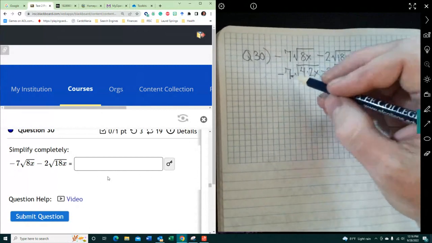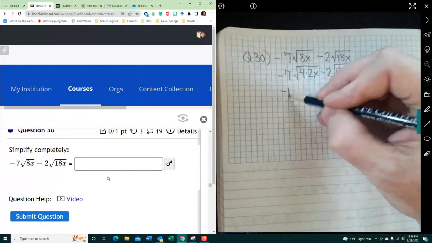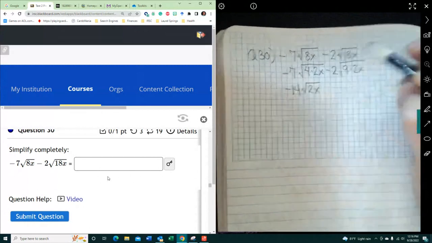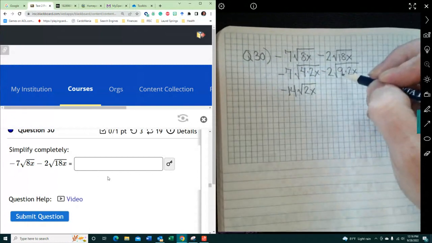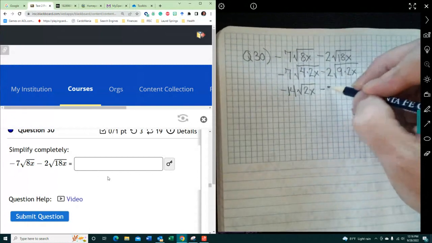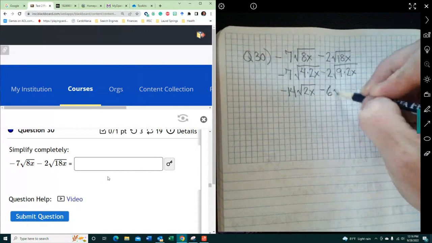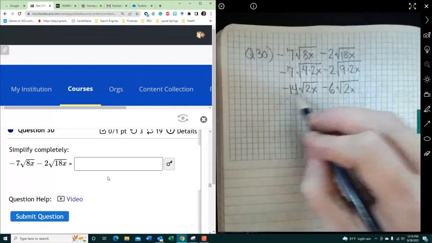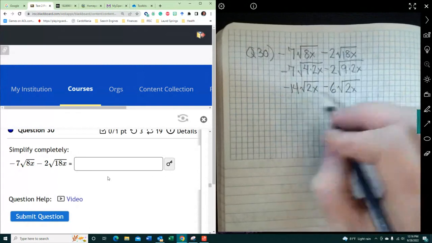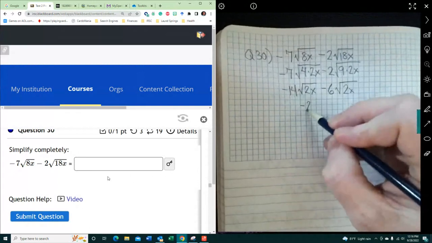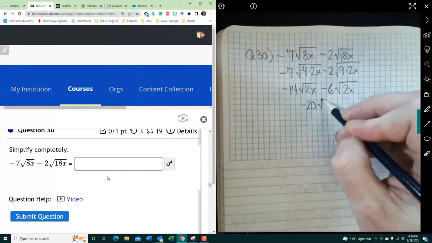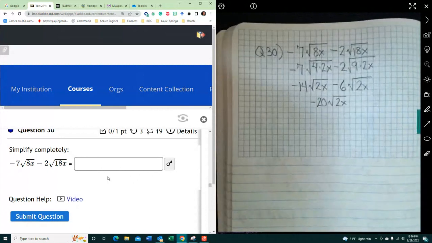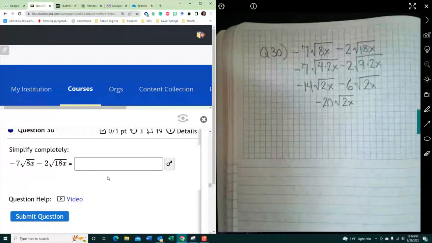So the square root of 4 is 2. So 2 times 7 is 14, and leave 2x inside. The square root of 9 is 3. 3 times 2 is 9, or excuse me, 6, and then 2x. And now these are both negatives, so we're going to add them together. So it's going to be negative 20 square root of 2x. Okay? And that's it.